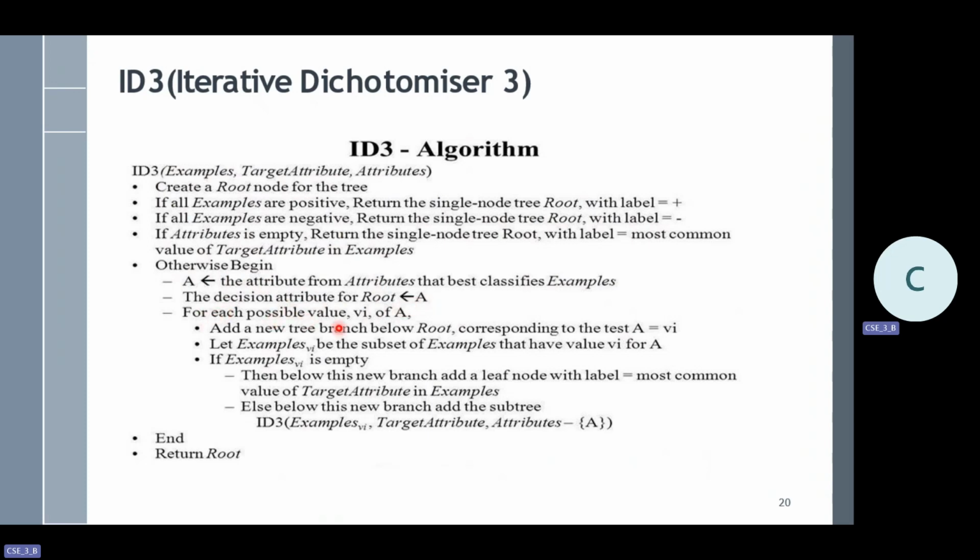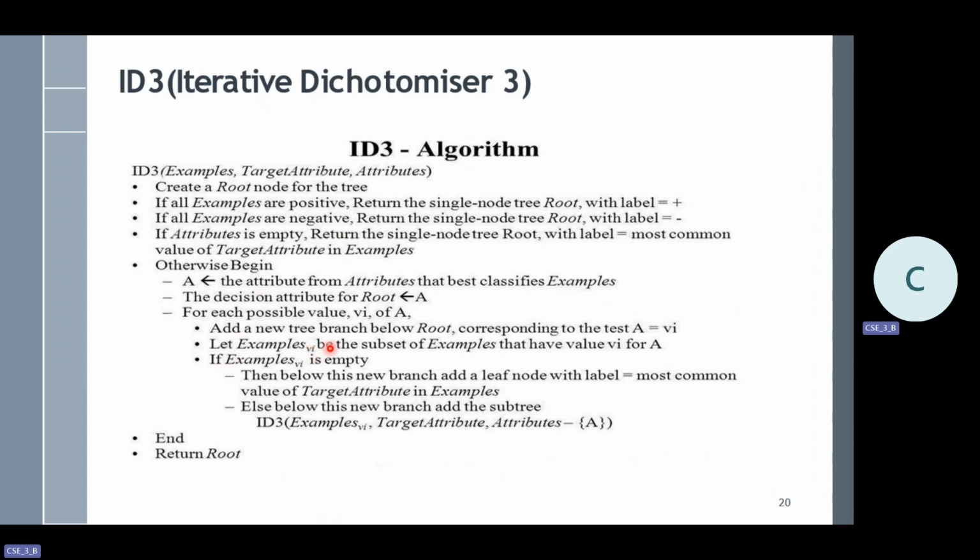Now for each possible value vi of a, meaning attribute value, for every value add a new tree branch below the root corresponding to the test, that is a equals vi. That is nothing but what? If the attribute a has 5 values, then we are going to construct 5 branches. Like that, if it has 2 values, then we construct 2 branches.